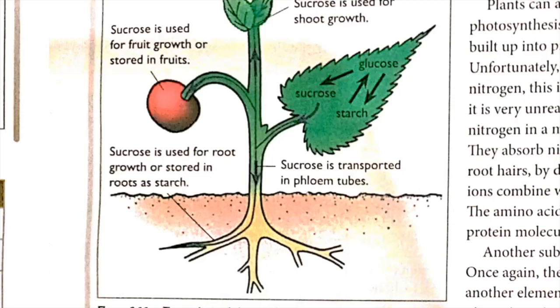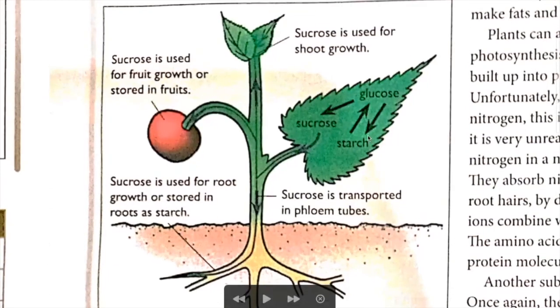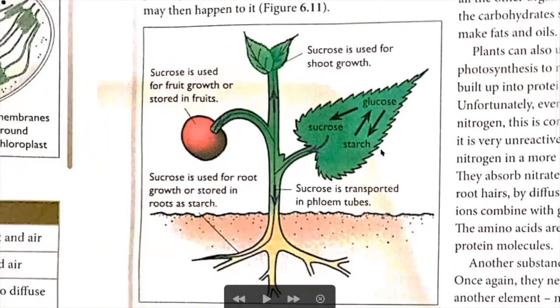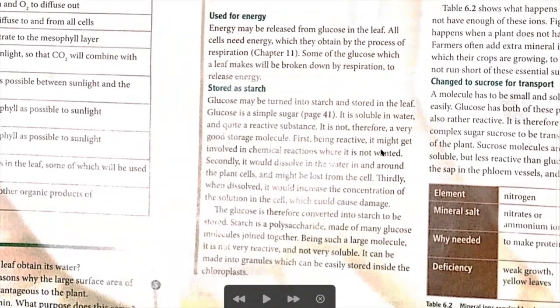But when there is an excess, bila ada lebihan glucose, this glucose ataupun sucrose, dia akan disimpan dekat root as a starch. Same goes to the leaf as well. So bila ada banyak lebihan glukos dan sukrose, dia akan disimpan dalam bentuk starch. Dalam bentuk starch. Ni awak tengok ni kat sini.